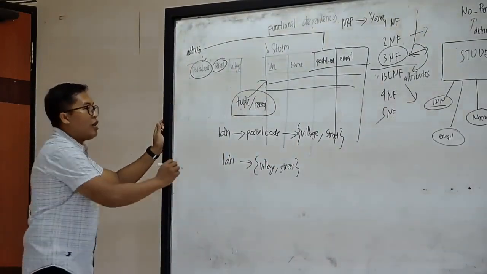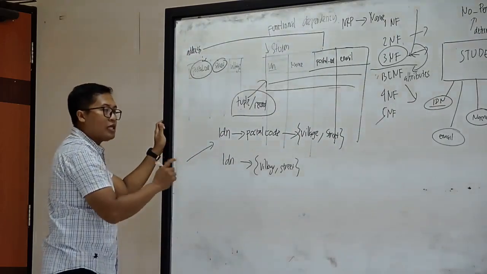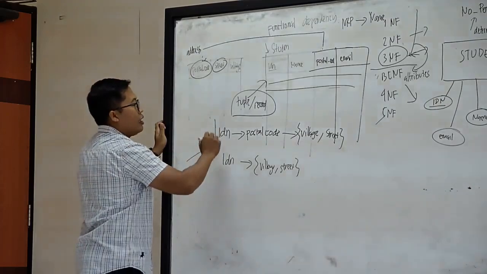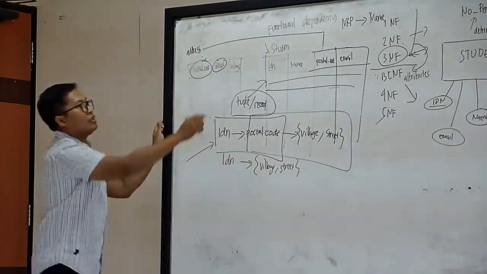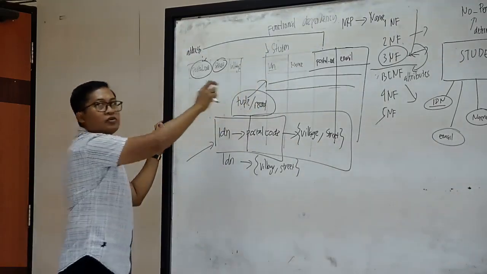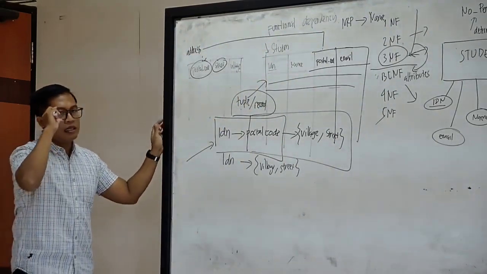But in the third normal form, we need to decompose the table into IDN and post output, and then post output and this. So we will have two relations. Like that. Okay?